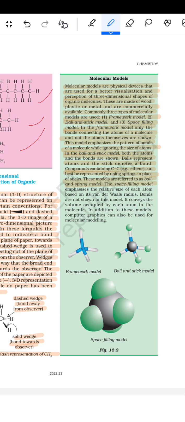The space filling model emphasizes the relative size of each atom based on its van der Waals radius. Bonds are not shown in this model. It conveys the volume occupied by each atom in the molecule. In addition to these models, computer graphics can also be used for molecular modeling. Now, the framework model, the ball and stick model, and the space filling model.